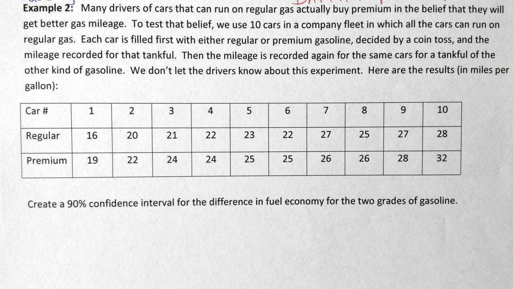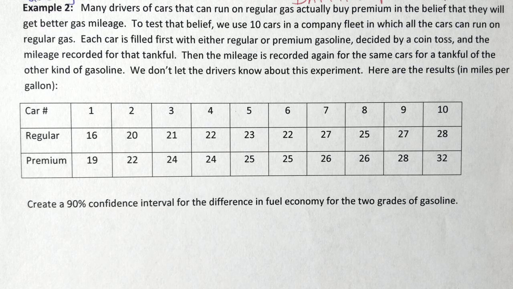Many drivers of cars that can run on regular gas actually buy premium in the belief that they will get better gas mileage. To test the belief, we use 10 cars in a company fleet in which all the cars can run on regular gas. Each car is filled first with either regular or premium gasoline, decided by a coin toss, and the mileage is recorded for that tank full. Then the mileage is recorded again for the same cars for a tank full of the other type of gasoline. We don't let the drivers know about the experiment. Here are the results in miles per gallon.